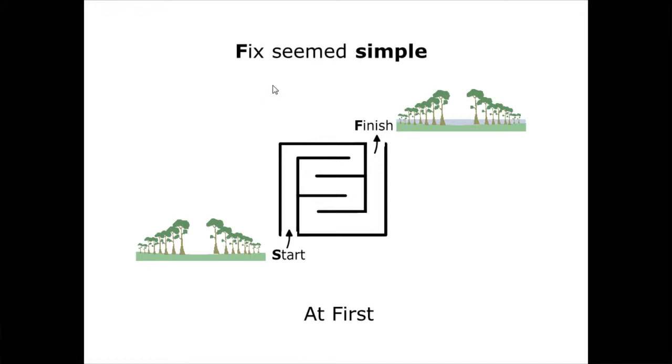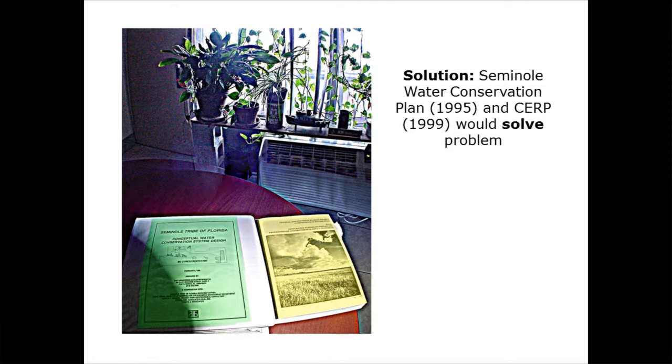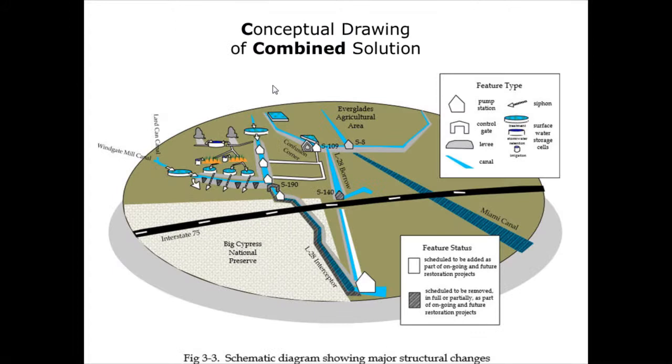So 20 years ago, when all the entities got together to start the Everglades restoration process, in this area it seemed like a pretty simple fix. The start and finish were pretty simple, and that fix was identified in these two plans, the Green Book and the Yellow Book. The Green Book is the Seminole Water Conservation Plan, and the yellow is the SERP plan for the entire Everglades. And this diagram provides a summary of how those two plans would dovetail together.